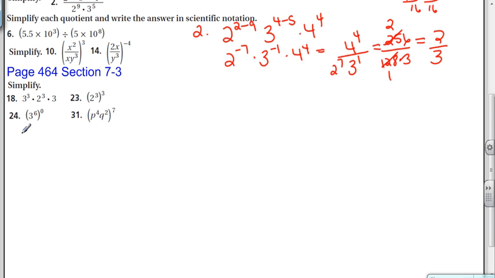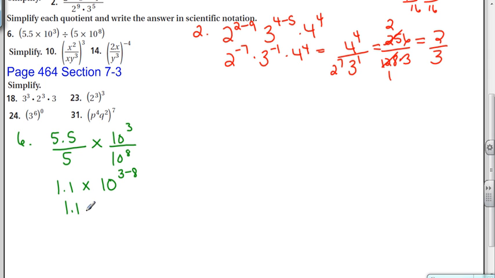Okay, for number 6, instead of writing that division problem with the division sign, I'm going to write it as fractions. So it really becomes 5.5 divided by 5 times 10 cubed divided by 10 to the 8th. So if you do 5.5 divided by 5, you get 1.1. And then you keep the 10, but you subtract the exponents. So it ends up being 1.1 times 10 to the negative 5th power.